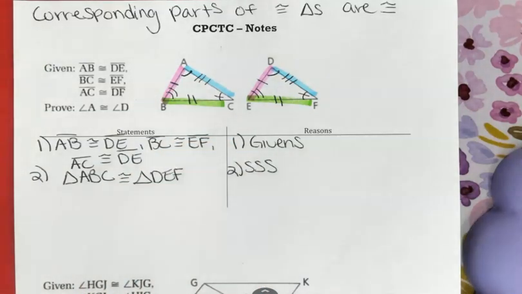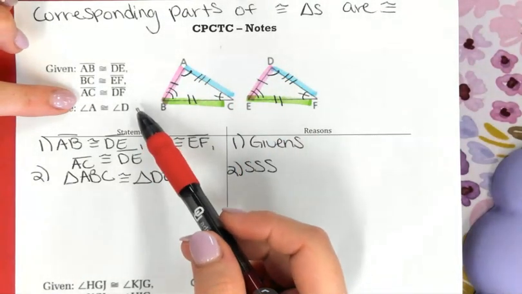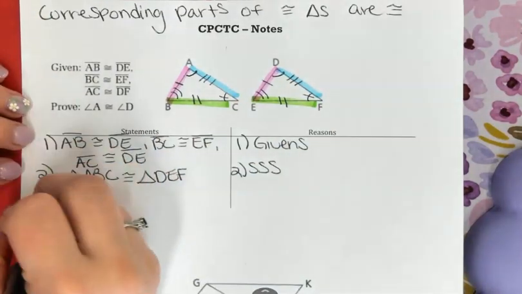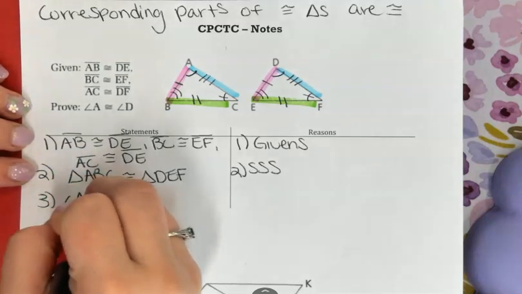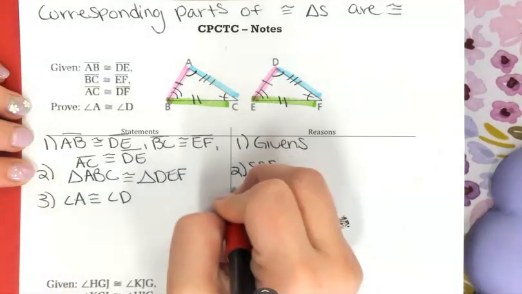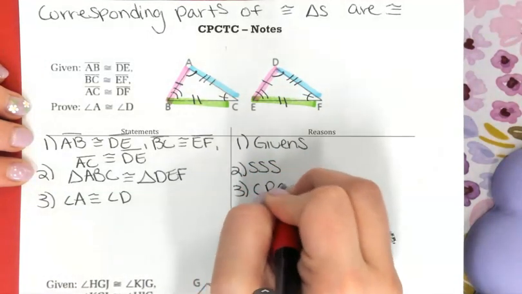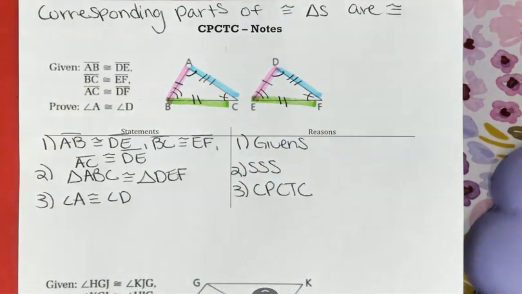So again, we already talked about those triangles are congruent by side, side, side. So I've got all my corresponding parts. So A and D are corresponding angles, which means they are congruent. And I can just say my reason is CPCTC. Corresponding parts of congruent triangles are congruent.